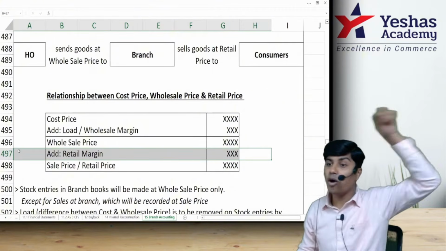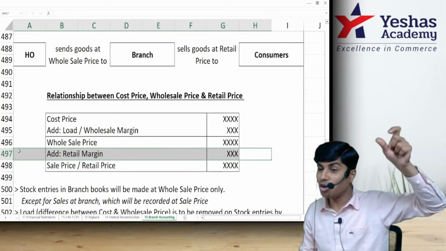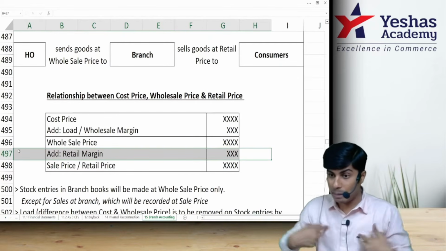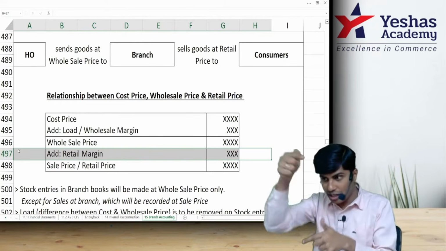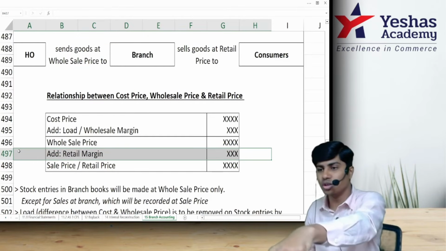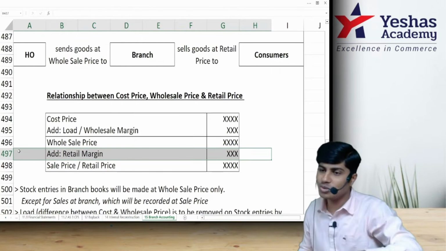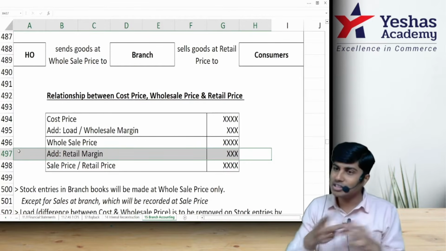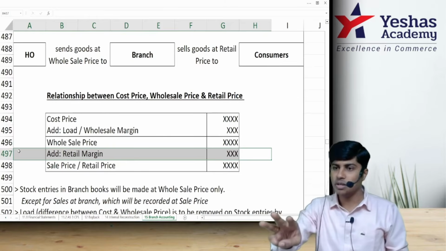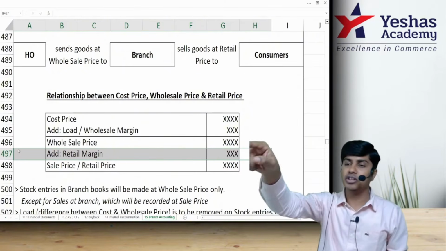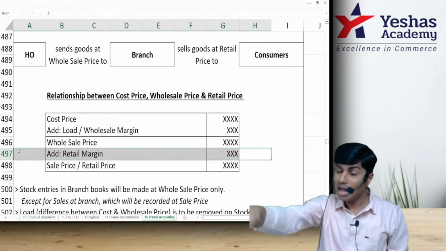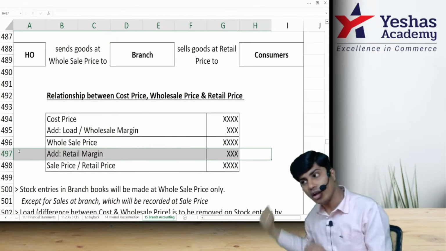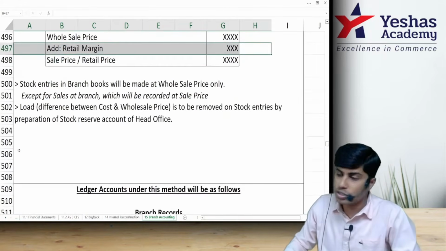Head office has booked profit on that sale. I recorded that 130 rupees as sale and I booked 30 rupees profit in my P&L. It has come to my trading and to my P&L, but you have not sold those goods. So to you the cost is 130, but you are ultimately an extended part of my business. I should reverse that 30 rupees profit. So the 30 rupees, that is unrealized profit on the stock lying unsold at the branch, will be written on the debit side in the P&L account of head office. That, my friends, is the wholesale price method.